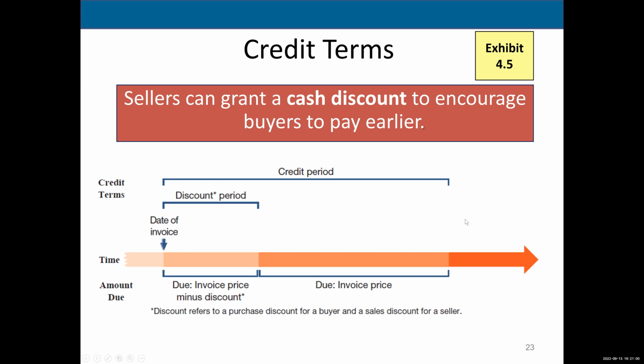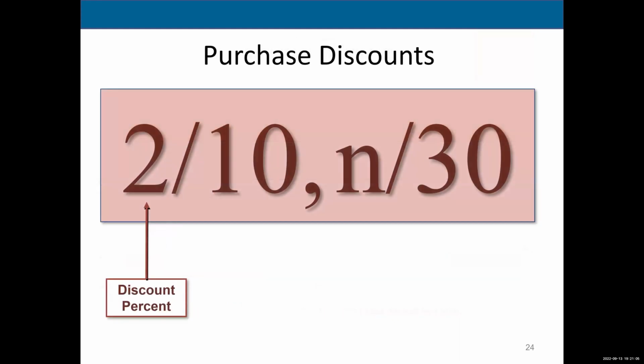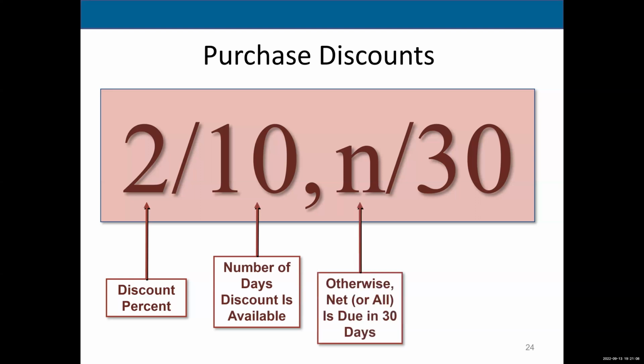Now, I kept telling you about 2/10 net 30, okay? The reason why is this is a very common one. You see this a lot in real life. So basically this says, again, if you pay me within 10 days, I'll give you 2% off. If not, the whole thing is due in 30 days.